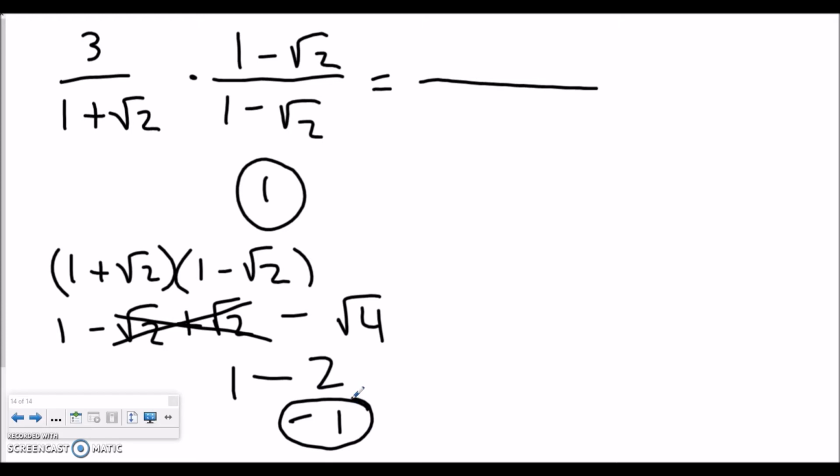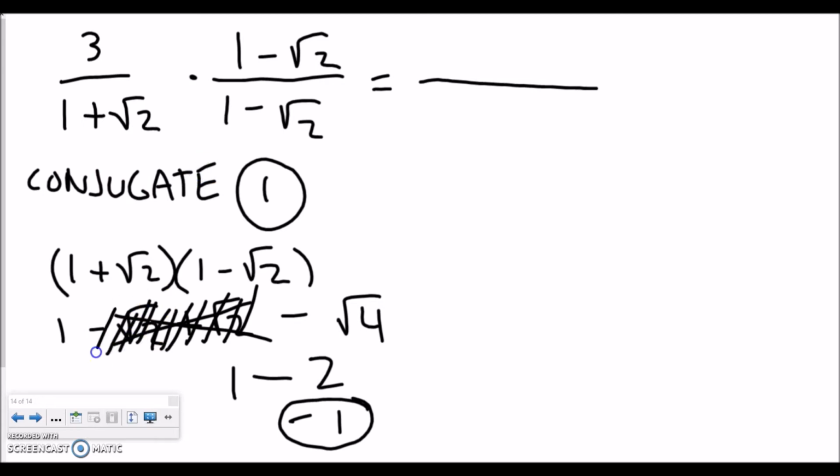And this will always happen when you do this way. This is called the conjugate. When you multiply by the conjugate and you FOIL, your outer and inner terms should always cancel. Your last term should always be something we know the square root of, and we will get a regular number.